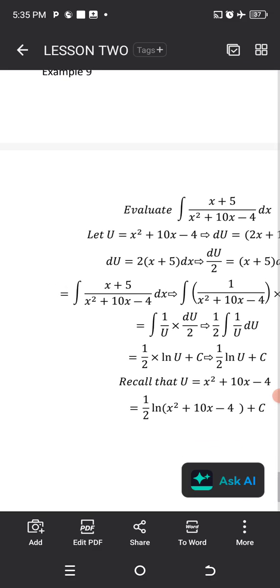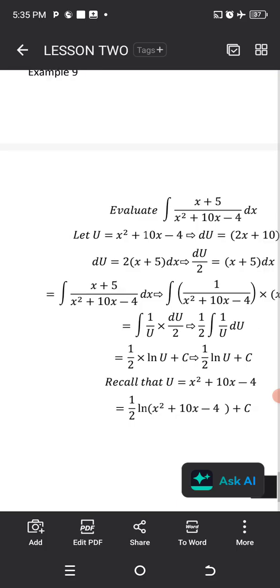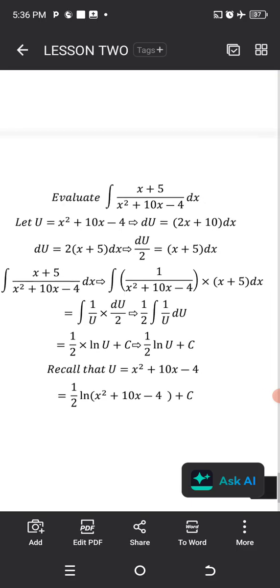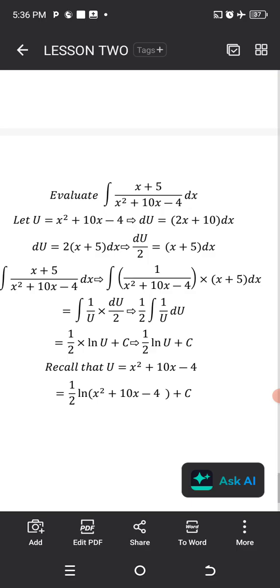Now we derive the integral of s plus 5 all over s squared plus 10s minus 4 dx, which implies that you bring out the one at the numerator and substitute with du over 2. So we have the integral of 1 over s squared plus 10s minus 4 multiplied by s plus 5 dx, which is equal to the integral of 1 over u multiplied by du over 2. This implies that when we bring out the constant, we have 1 over 2 integral of 1 over u du.